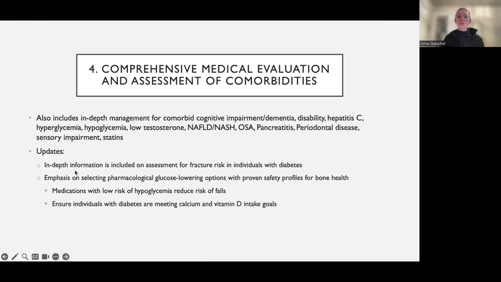This section really is quite a long one, and they also include really in-depth management of some comorbid conditions. Listed, there are a whole variety of things: disabilities, hepatitis C, hyper and hypoglycemia, periodontal disease, sensory impairments, and kind of a specific focus on statins as well. So there's a whole host of information in this section of the guidelines. If you have a patient who has a specific comorbid condition, you can definitely go check in the guidelines. They probably have something about it here in section 4.